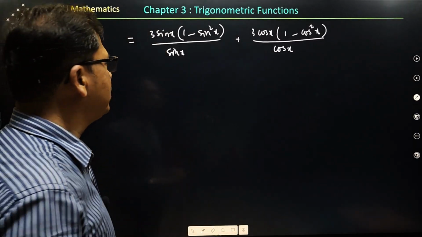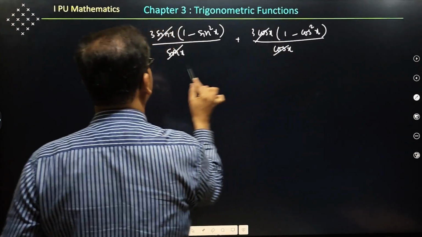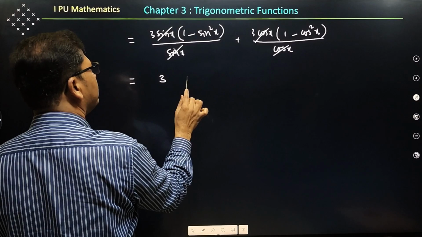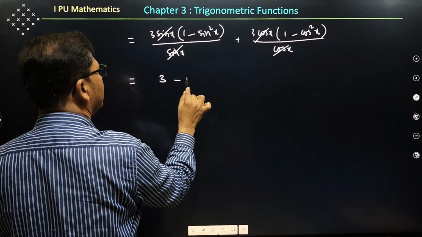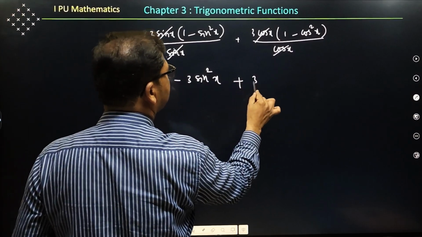Now, what happens? This is sin x and sin x cancels. Cos x and cos x cancels. Multiply 3 inside. 3 minus 3 sin square x plus 3 minus 3 cos square x.